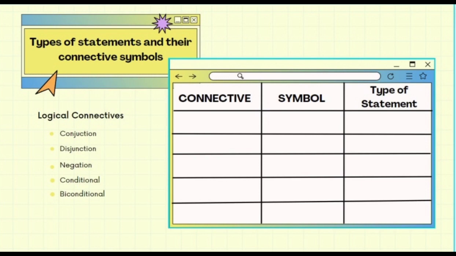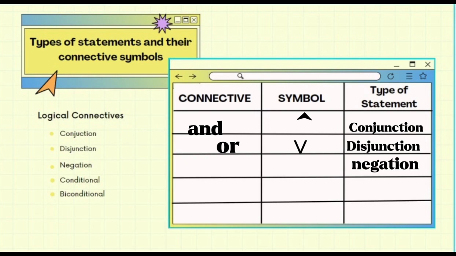So, the first type of statement, we have the conjunction. So, for the symbol of conjunction, we use circumflex and we use and for the connective of conjunction. The next statement is disjunction. Now for the symbol of disjunction, we use reverse caret and the word or for its connective. The third one is negation. So for the symbol of negation, we use tilde and the word not for its connective.